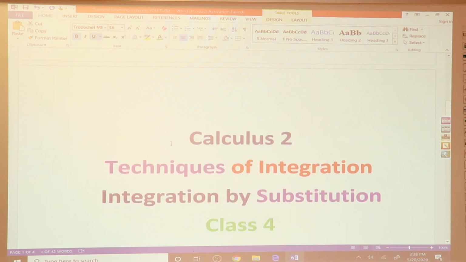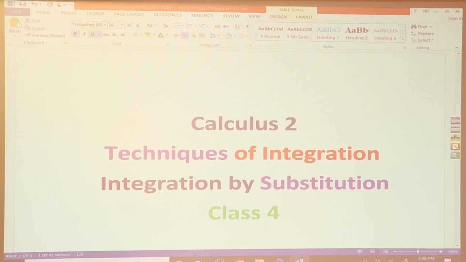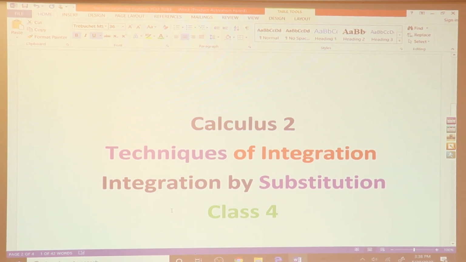Our class today is Calculus 2, techniques of integration, integration by substitution in class 4.